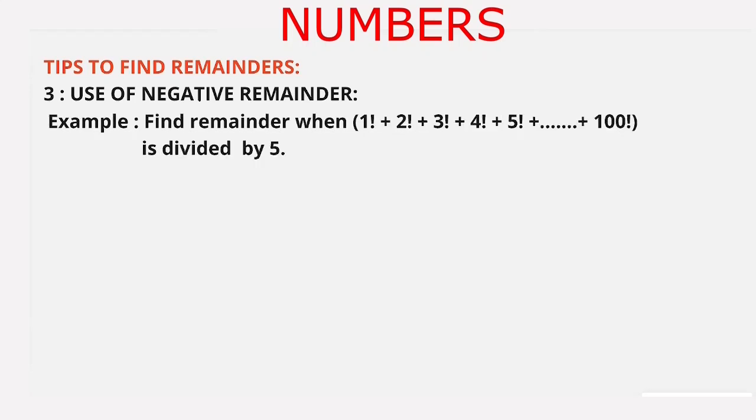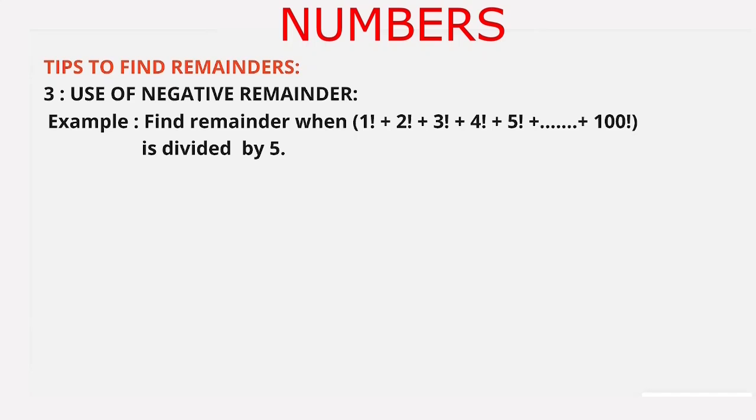We go to another example. Find the remainder when factorial 1 plus factorial 2 plus factorial 3 plus factorial 4 plus factorial 5 up to plus factorial 100 is divided by 5. As we know that all the numbers above factorial 4 end with 0. So all those numbers are divisible by 5 and the remainder will be 0.